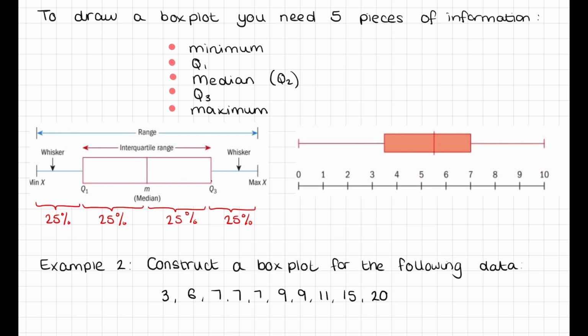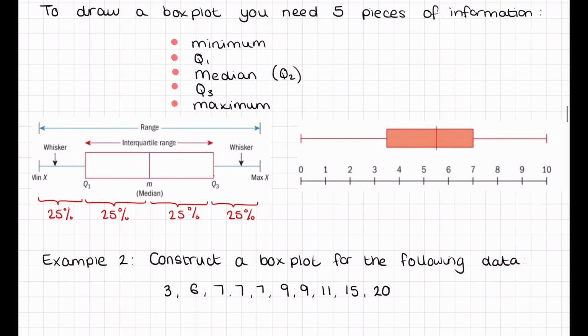Now with a box plot, really a big thing to understand and remember here is that each part of a box plot represents 25% of the data. So this first whisker here, between the minimum and quartile 1 is 25%. Between quartile 1 and the median is 25%. The median and quartile 3 is 25%. And between quartile 3 and the max represents 25%.